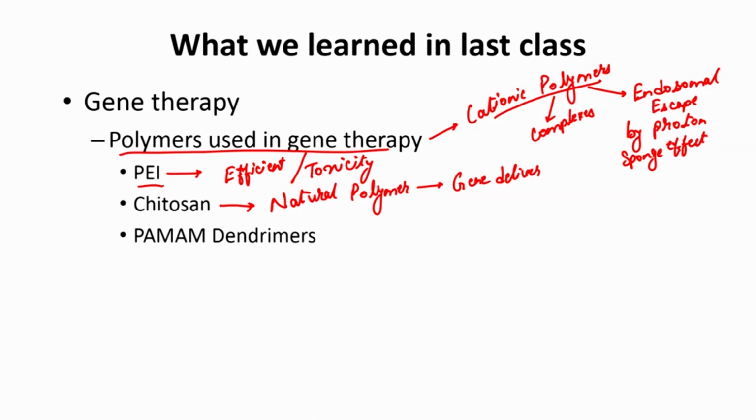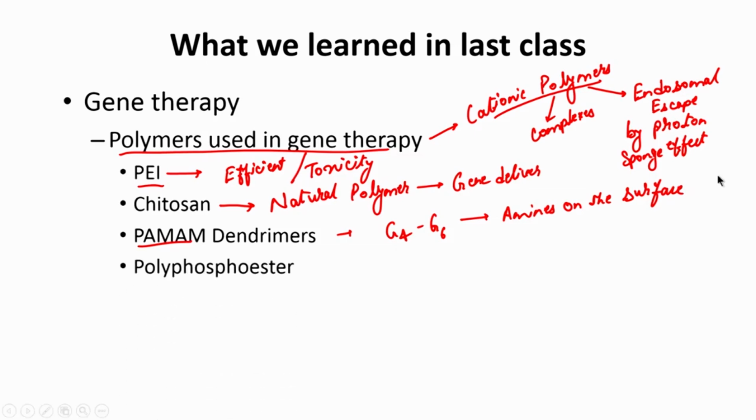And then we talked about PAMAM dendrimers, which are taken all the way to G4 to G6 generation to get several amines on their outer structure, and then that can be used to either conjugate or complex with the DNA. And finally, we looked at one other type, which is polyphosphoesters, where phosphoesters have been modified with amines. They are much more cytocompatible as compared to PEI or PLL, and we saw that they can also be used for gene transfection.